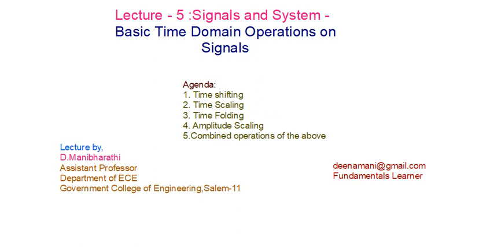Okay, so if you go by the name, what is time shifting? We are going to shift the time, right? If you take a signal, definitely the x-axis would be time, right? So we are going to shift the time. We can advance, we can delay. Similarly, we can scale the time. We can compress the signal, or else we can expand the signal in time domain, and we can fold the signal in time domain. We can amplify the signal, that's called amplitude scaling, or else you can attenuate the signal, and we can see the combined operations of the above.